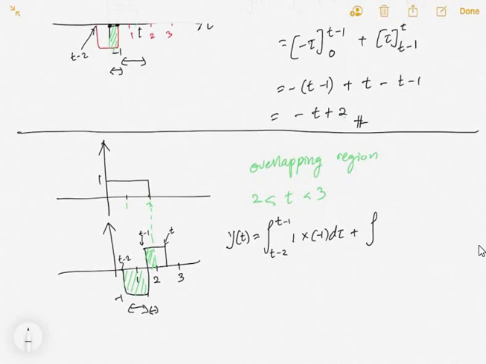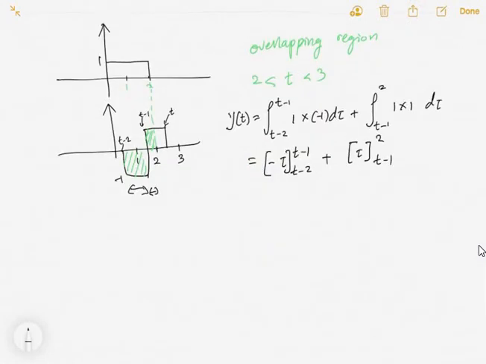This part is from t minus 1 up to 2, because after 2 there's no overlapping. So the value is still 1 times 1 d tau. So you get negative tau, and then plus tau. You just substitute the values, then you will get the answer.